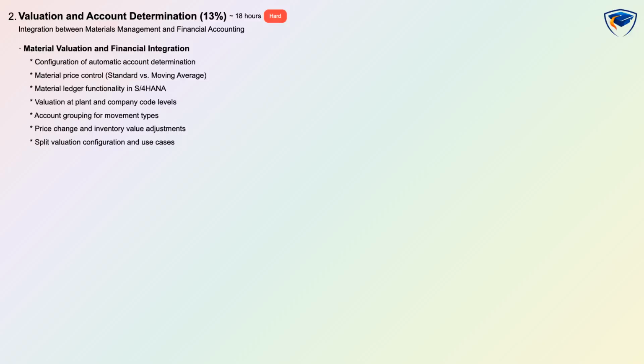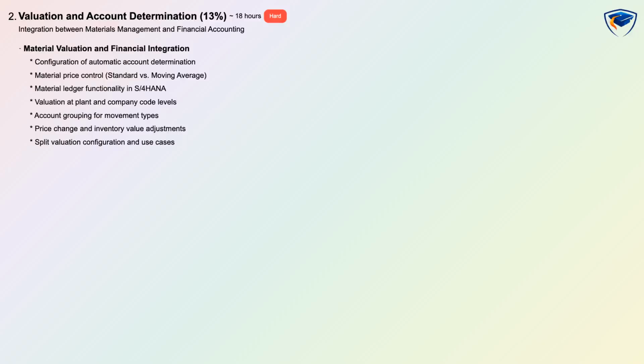Expect to configure automatic account determination, compare standard and moving average price control, work with material ledger functionality, and set up valuation at plant and company code levels. You will also learn account grouping for movement types, manage price changes and inventory value adjustments, and configure split valuation scenarios.